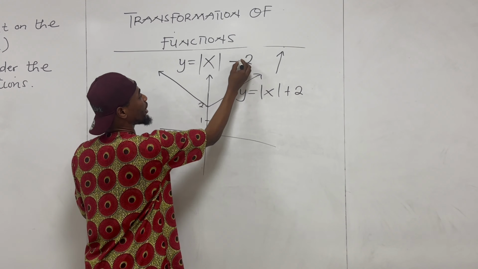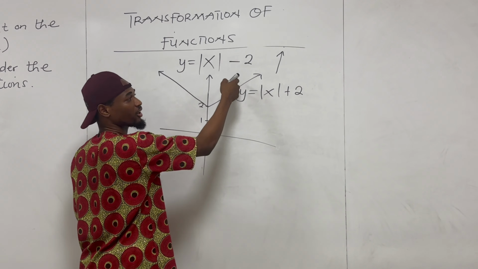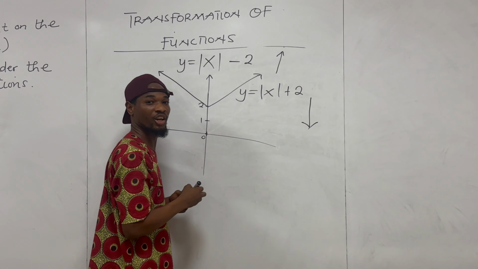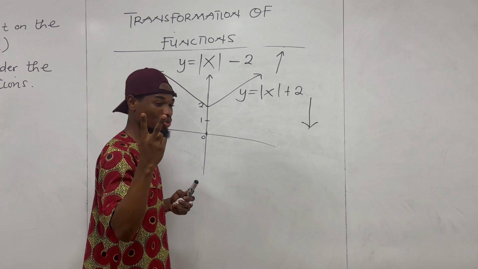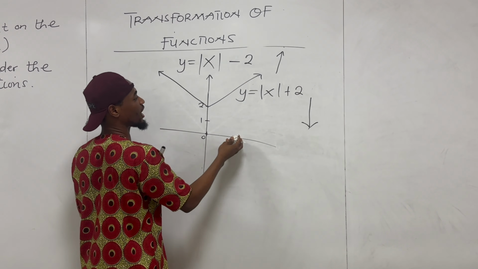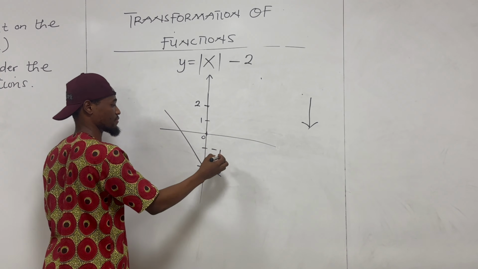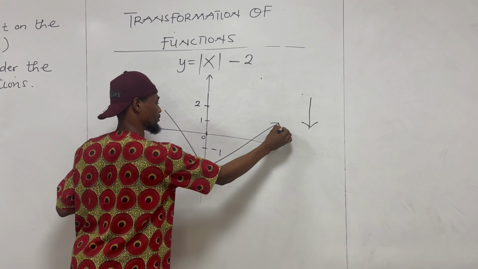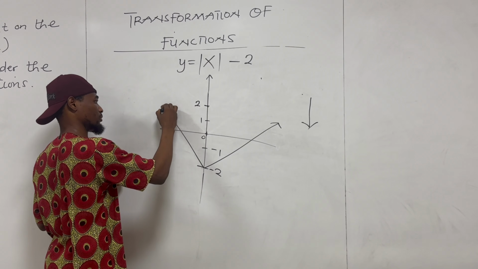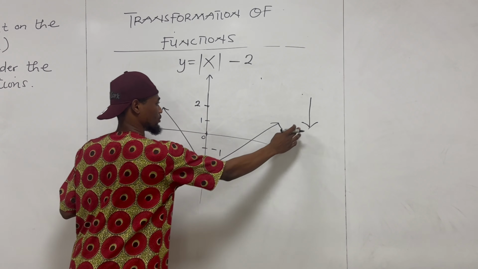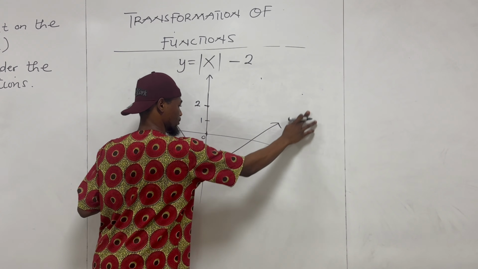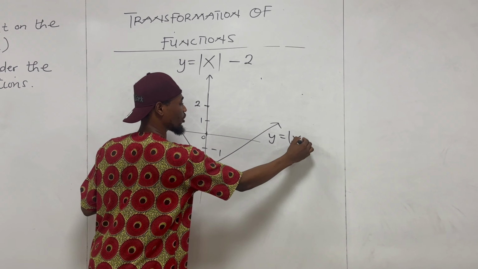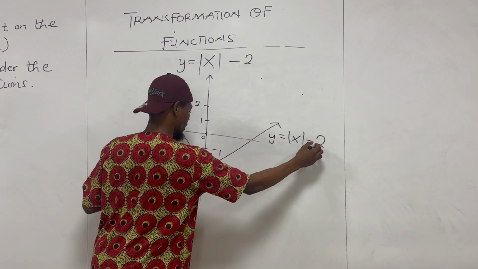Let's change that to minus 2. So negative tells us that we are moving downward by a unit of 2, or by 2 units. So this becomes y equals the absolute value of x minus 2.